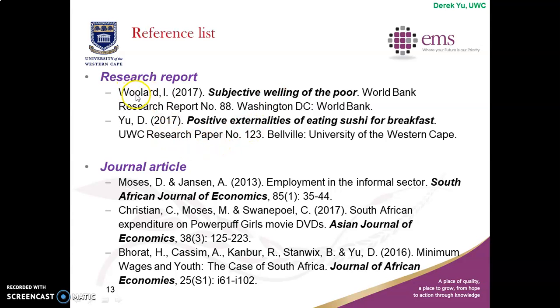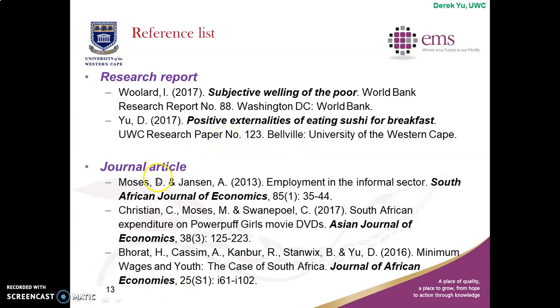Then again, surname, initial, year, then the name of the research report. Subjective Well-being of the Poor, then the research report number, World Bank research report number 88. Then finally, city, Washington, D.C., colon, World Bank is the name of the publisher. Okay, this is the second example. I think it is self-explanatory.